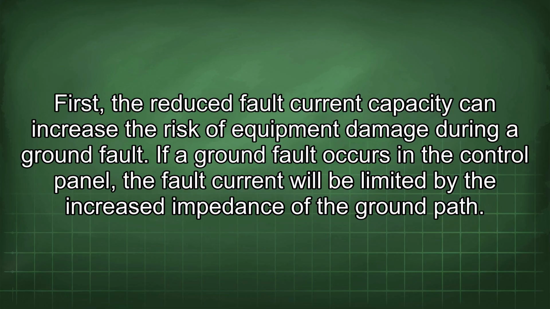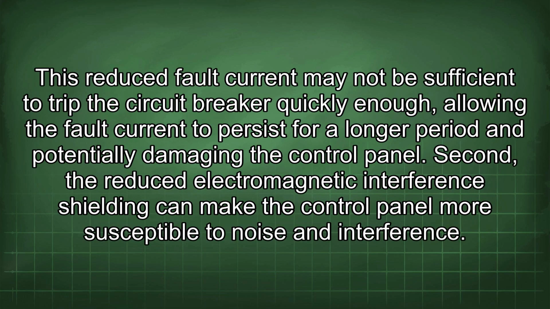If a ground fault occurs in the control panel, the fault current will be limited by the increased impedance of the ground path. This reduced fault current may not be sufficient to trip the circuit breaker quickly enough, allowing the fault current to persist for a longer period and potentially damaging the control panel.